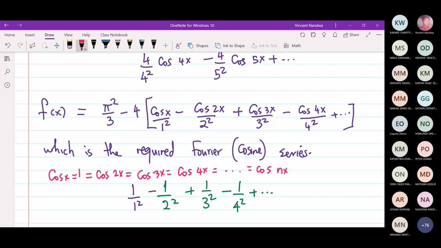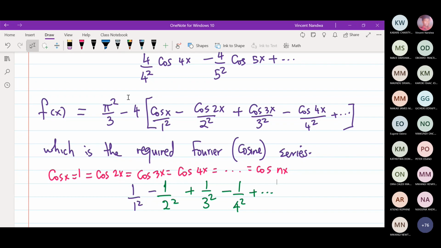Pi over 2. But cos of 90 degrees is 1? Remember, these are cosine functions, not sine functions. Cosine of 90 is 0, so that will not help us.